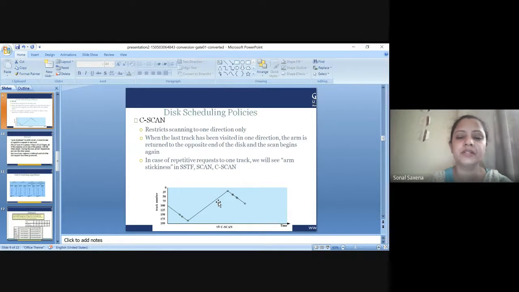So here the C-SCAN restricts scanning to one direction only. And when the last track has been visited in one direction, the arm is returned to the opposite end of the disk and the scan begins again. Now, in case of repetitive requests to one track, we'll see arm stickiness in SSTF, SCAN, and C-SCAN algorithms.